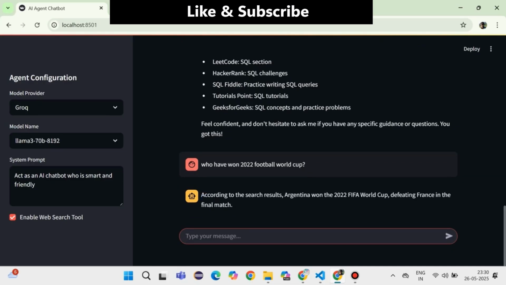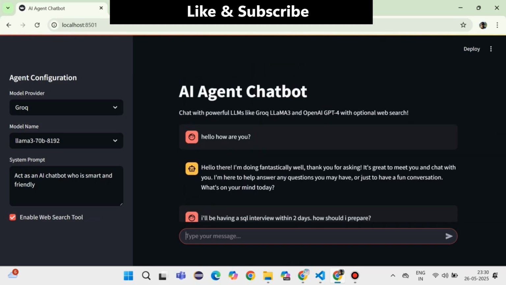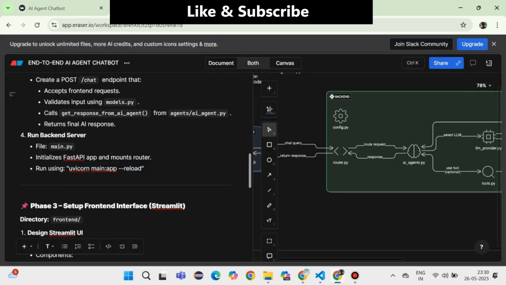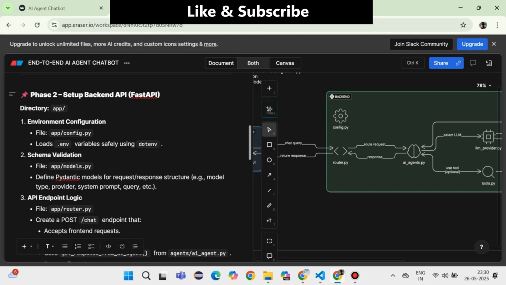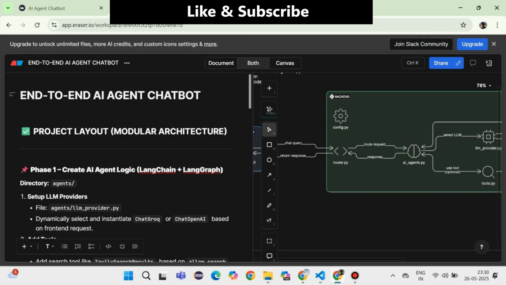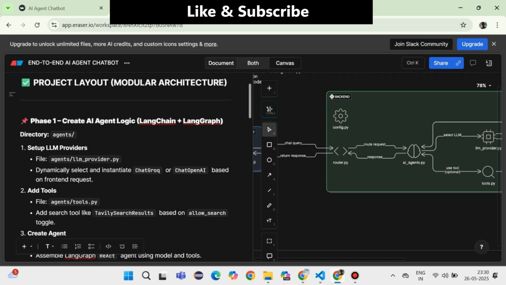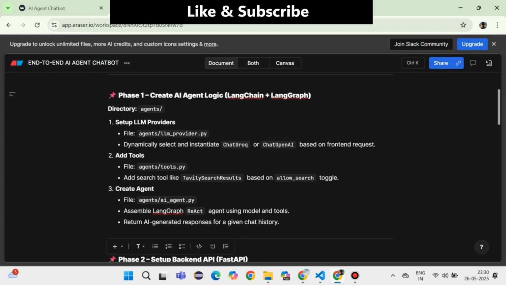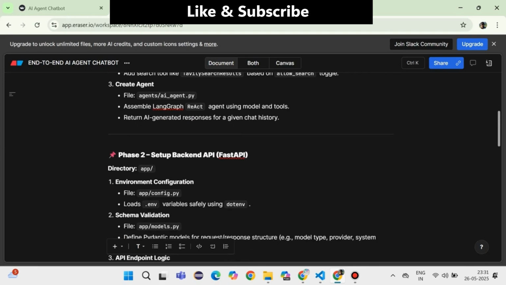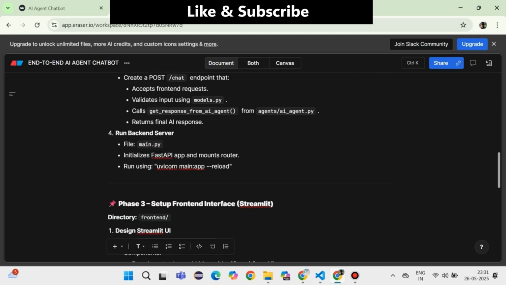All right. So now let's see how the components of this application work together. On the left side we have our project layout, and on the right side we have the architecture of it. So first see the project layout. All right, here you could see that our project is divided into 3 key layers. The first phase is the AI agent layer, second is our backend layer, third is our frontend layer.